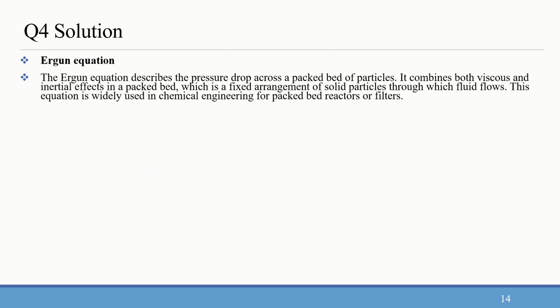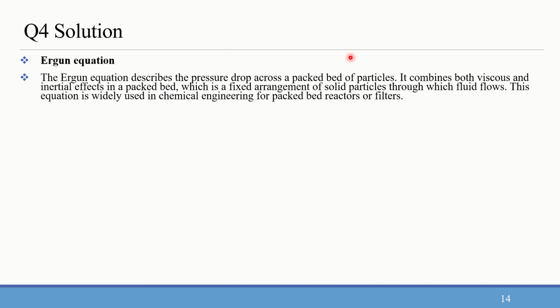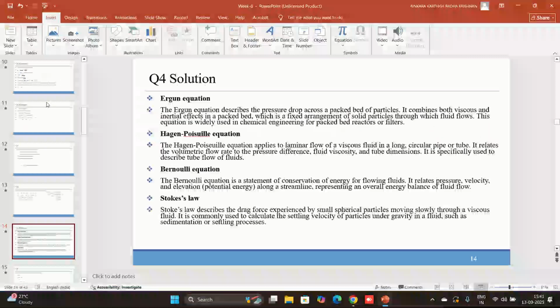So the Ergun equation describes the pressure drop across a packed bed of particles. It combines both viscous and inertial effects in a packed bed, which is a fixed arrangement of solid particles through which fluid flows. This equation is widely used in chemical engineering for packed bed reactors or filters. And second we have Hagen-Poiseuille equation.